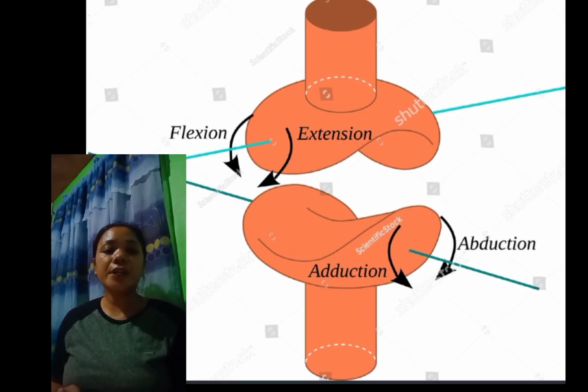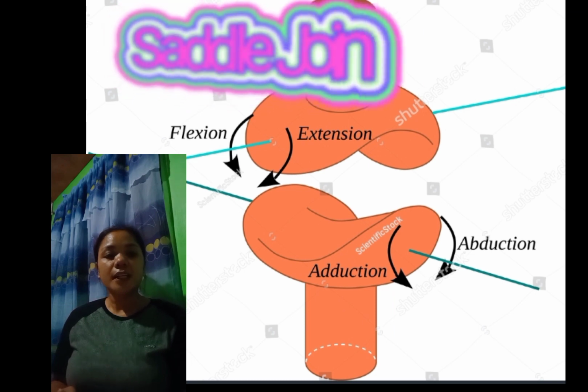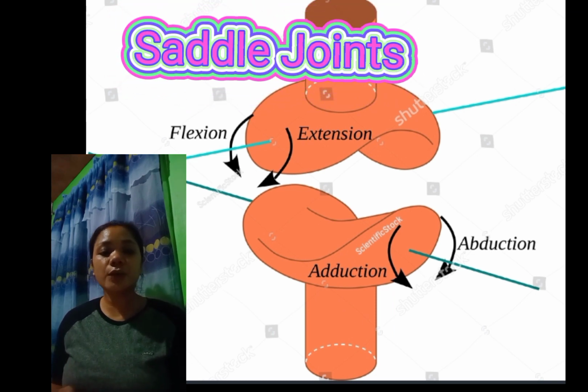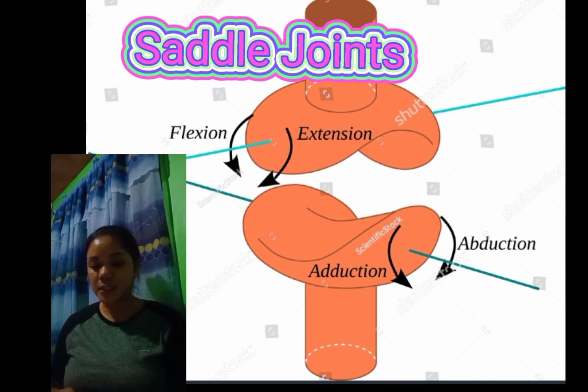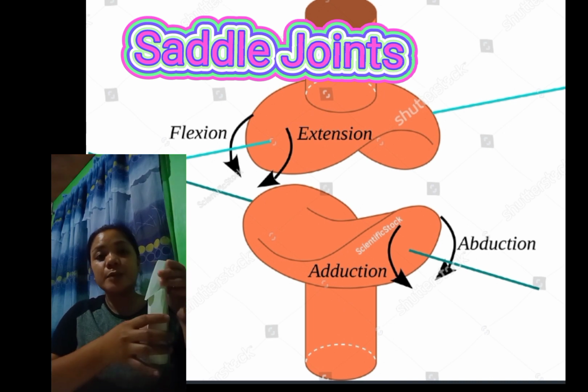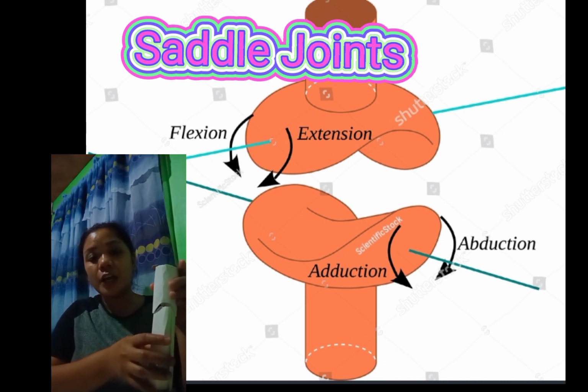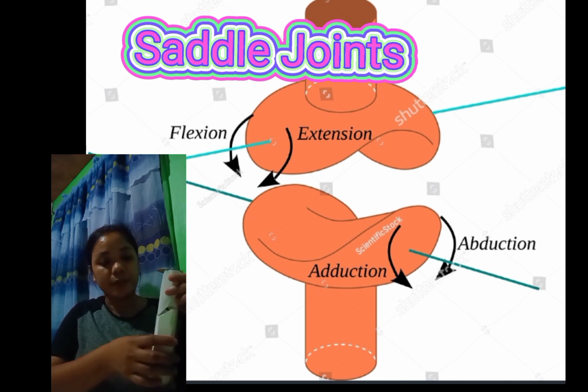Now, we are going to learn about the saddle joints. Saddle joints are similar to condyloid joints, but the connecting bones are shaped more like interlocking saddles. These allow for a greater range of motion than hinge joints, but do not allow complete rotation like ball and socket joints provide. This is my model for the saddle joints.